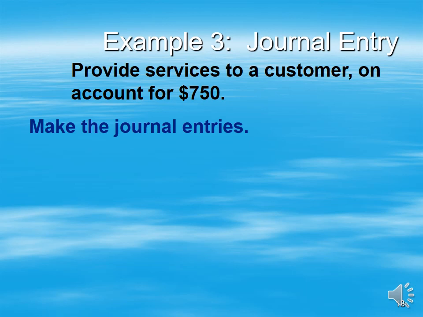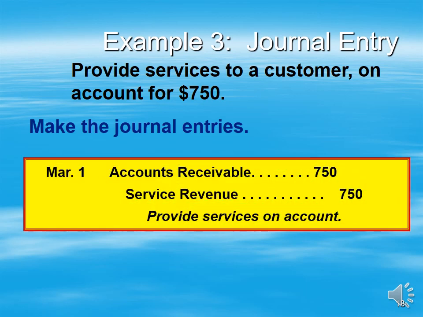You record the revenue when it happens. So you know that asset increases and also revenue increases. So the journal entry is: asset increases, you debit, so you debit account receivable, and then revenue increases, you credit account service revenue 750.